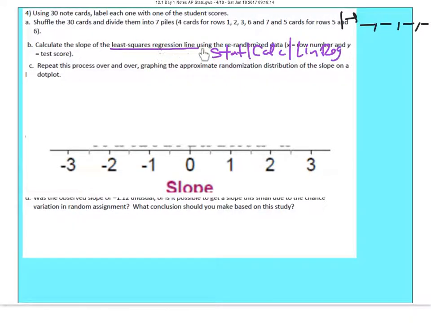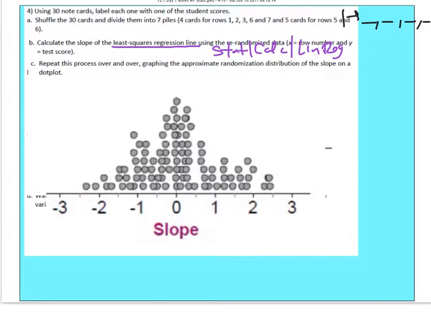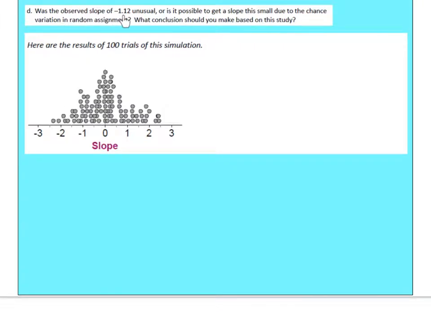Now, this would be one trial, and we'd get the actual equation, and then from there we could plot one dot that represents the slope from that equation. We would then repeat this process over and over again, as many times as needed, to get a sampling distribution of our slope. And if we do that, here's what a possible distribution could look like. So this could be a possible sampling distribution of computing the slope many, many times, doing many, many simulations of our 30 students. Then part D wants to know: was our observed slope of negative 1.12 unusual, or is it possible to get a slope this small due to chance variation and random assignment? Let's see what conclusion we can make.